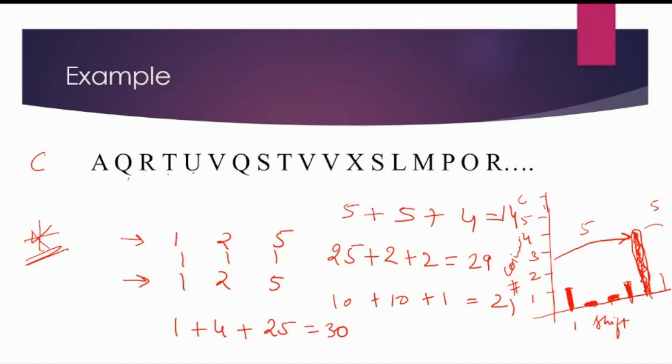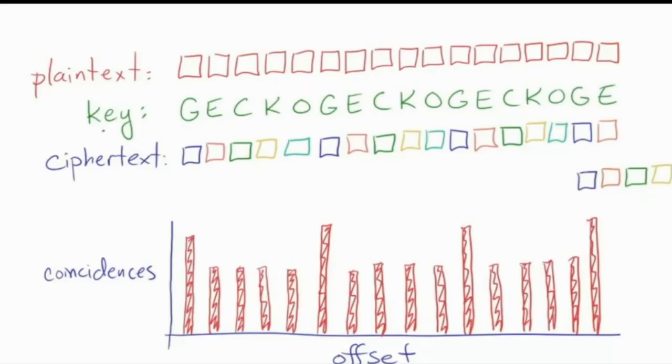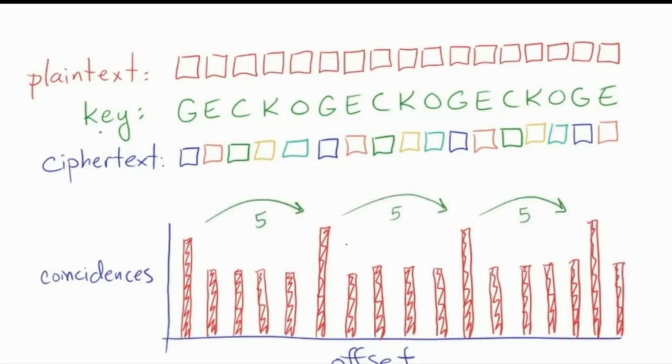I am explaining you through the frequency because it is much easier to understand actually. So this is a live example. There is a plain text written here, there is the key of five different letters, and when you see actual coincidences, you will get a graph something like this. So there is a period of 5, because the key size is 5.